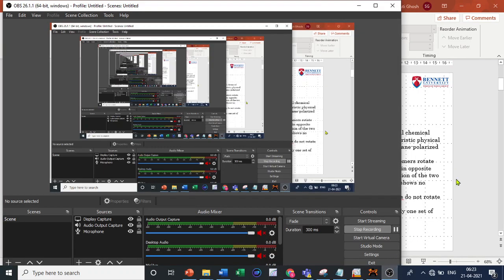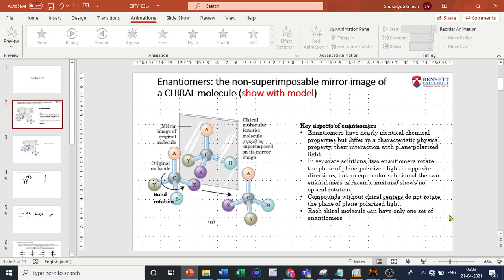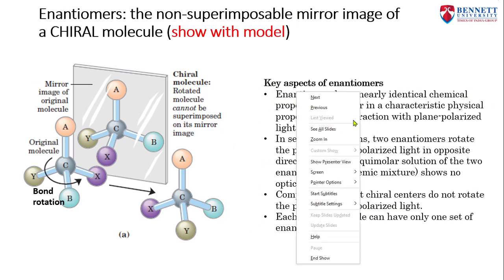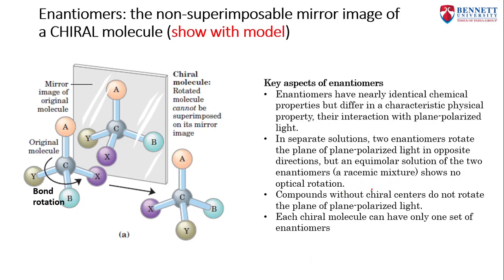Okay, so in today's lecture, we are going to go further with the enantiomers and we'll show a model regarding the enantiomers. As we discussed in the last lecture, enantiomers have some key aspects. So, let's revise what those key aspects are and then we'll take it up from there. Okay, so what are these key aspects?